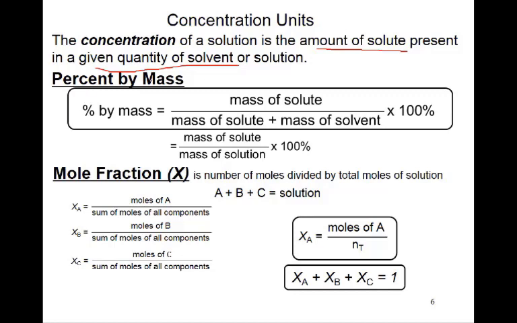Number 1, percent by mass, that is very easy. The mass of the solute in gram, divided by the total gram. Total means mass of the solute plus mass of the solvent, multiplied by 100, that is called percentage. So the simple formula: mass of the solute divided by total mass of the solution, multiplied by 100, will give you the mass percentage. We will solve some exercises on this formula also.